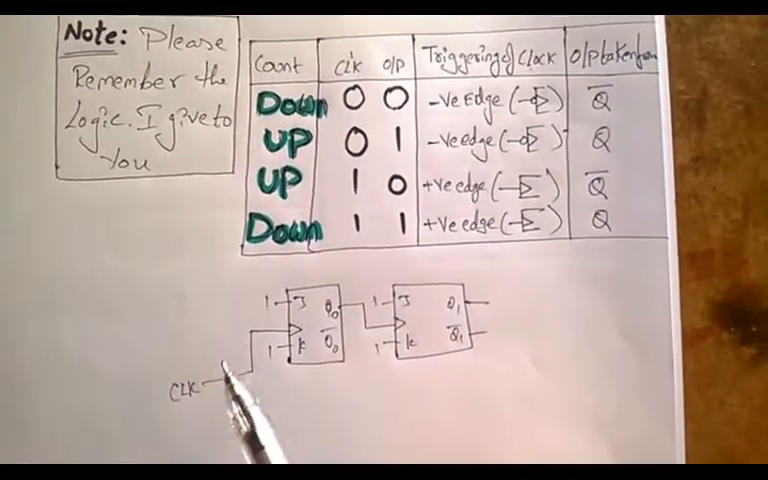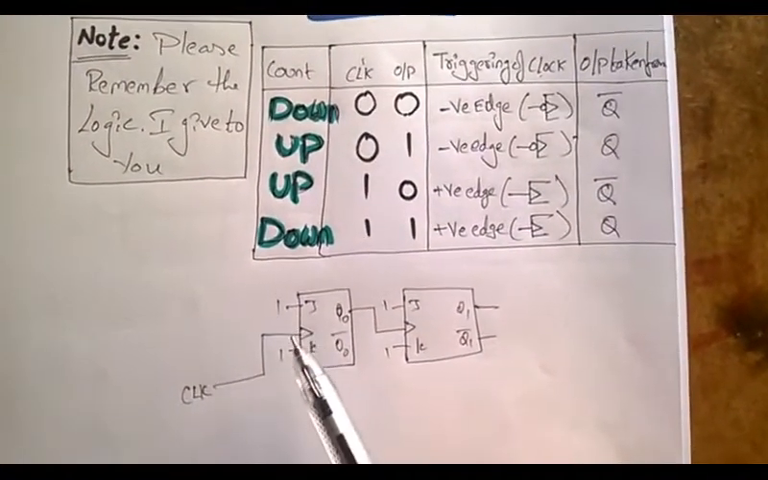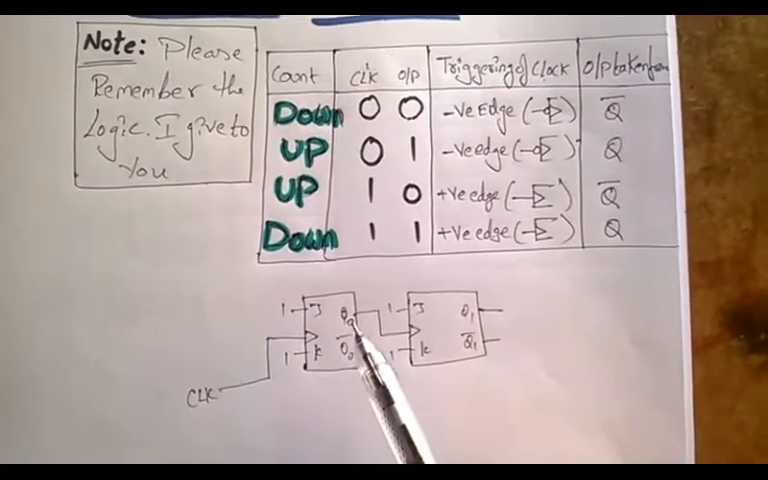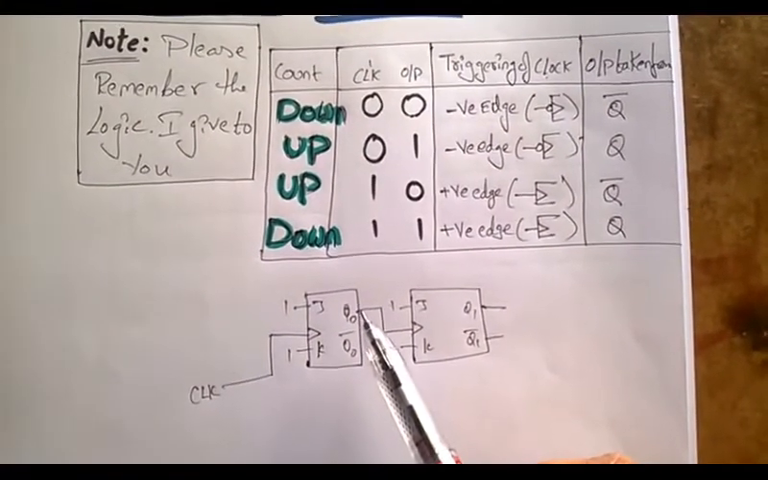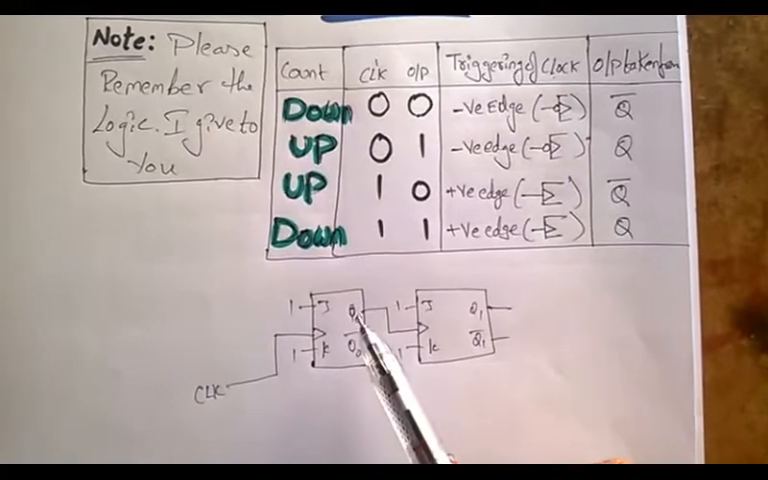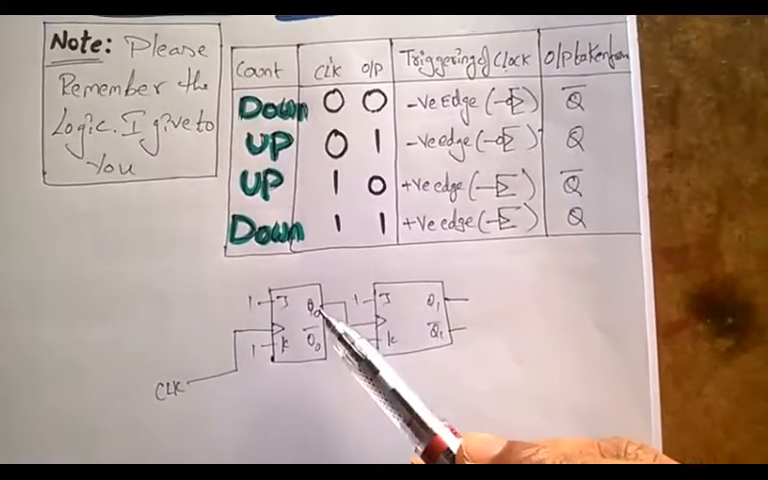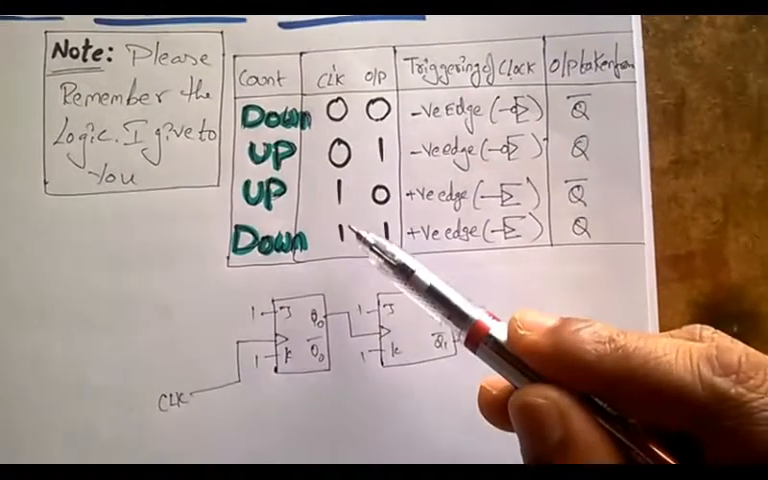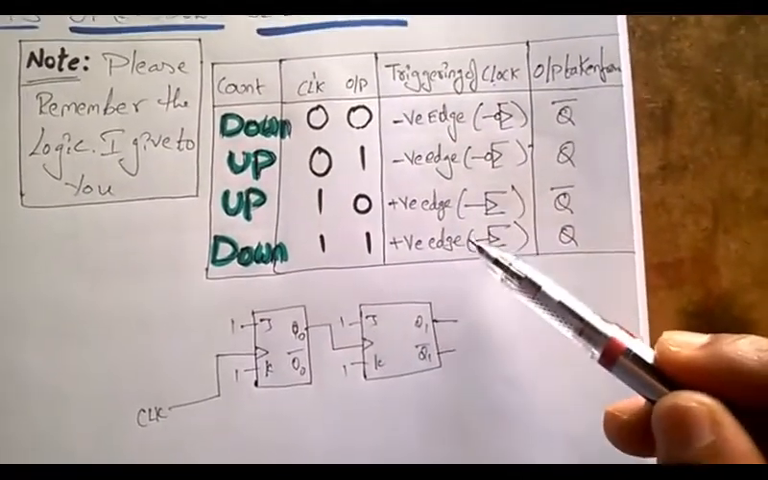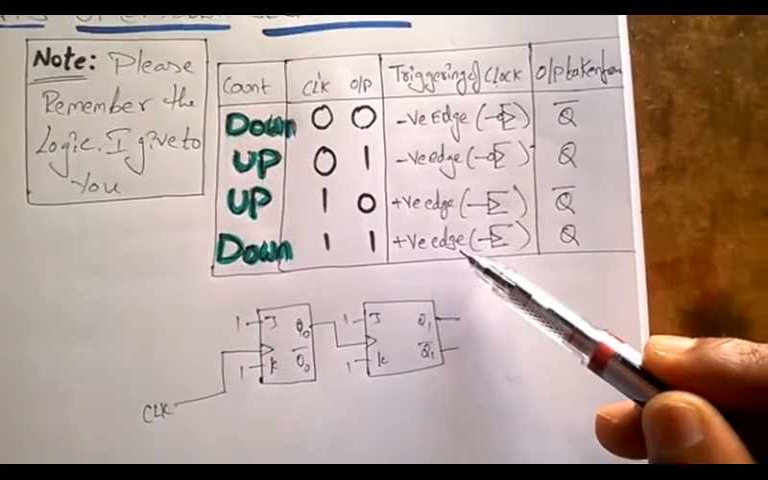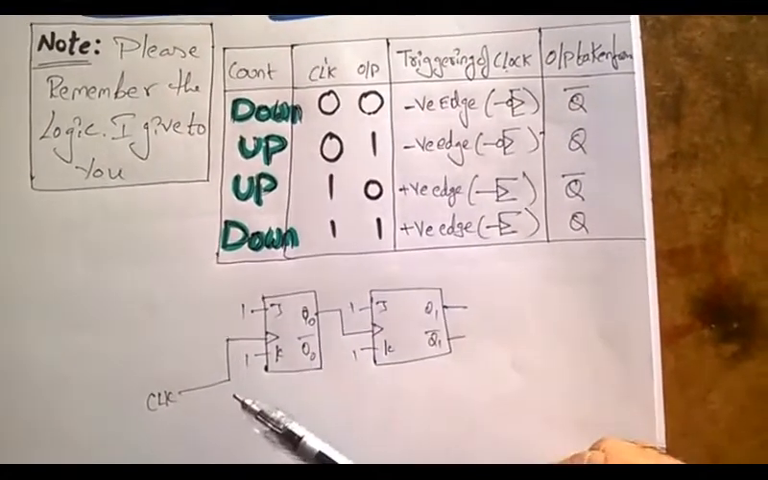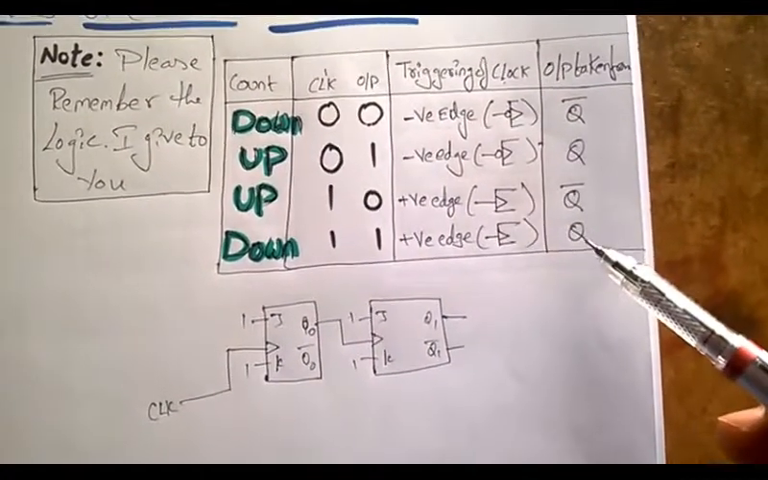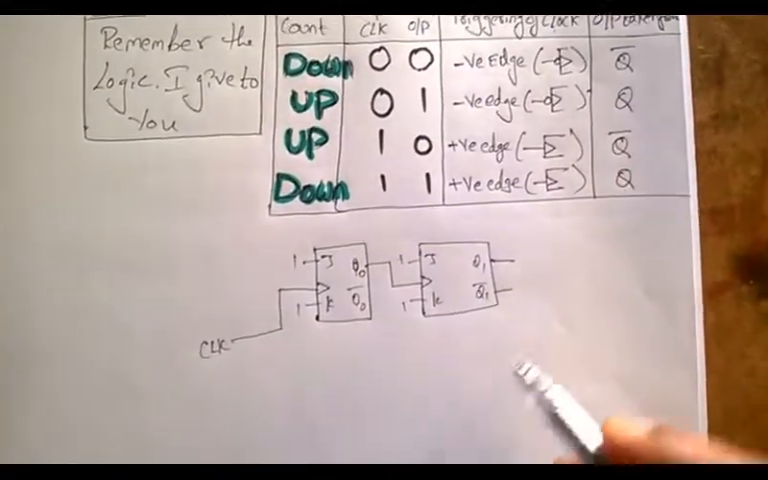Okay, the clock given is positive edge triggered, right, and the output is taken from Q0, right, it's positive. Clock positive edge triggered, output Q, positive, positive, so it counts down sequence.